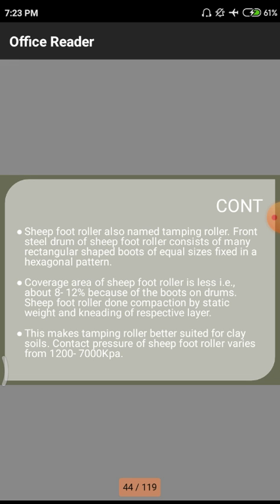In the front steel drum of a sheep foot roller, many rectangular-shaped boots of equal size are fixed in a hexagonal pattern. That means the shape has 6 faces, so it has a hexagonal pattern. The coverage area of a sheep foot roller is less, about 8 to 10%, because the boots on the drums do compaction by static weight on the respective layer.